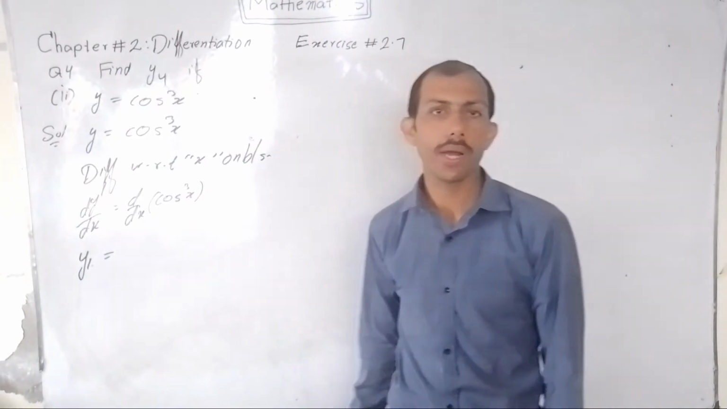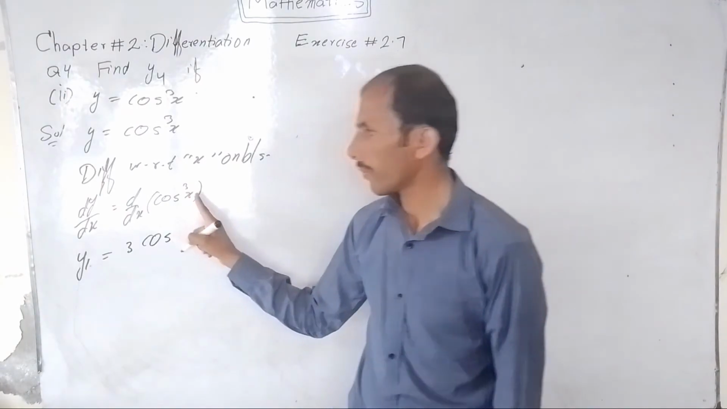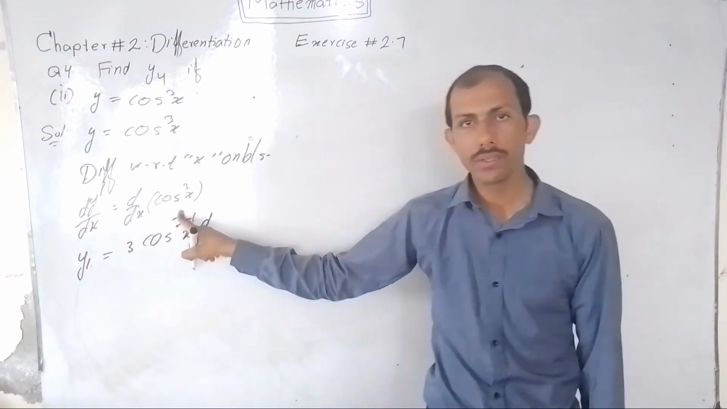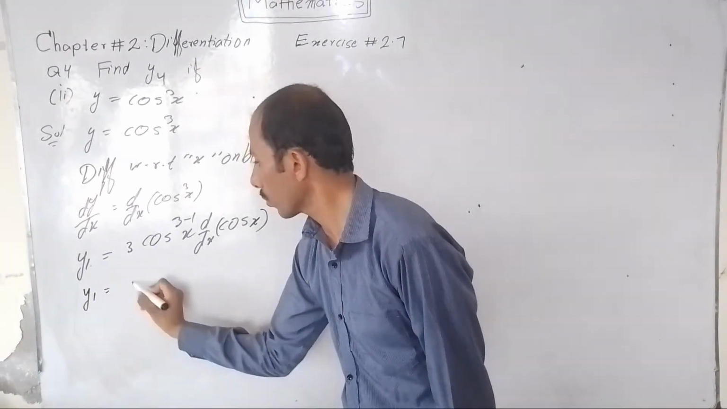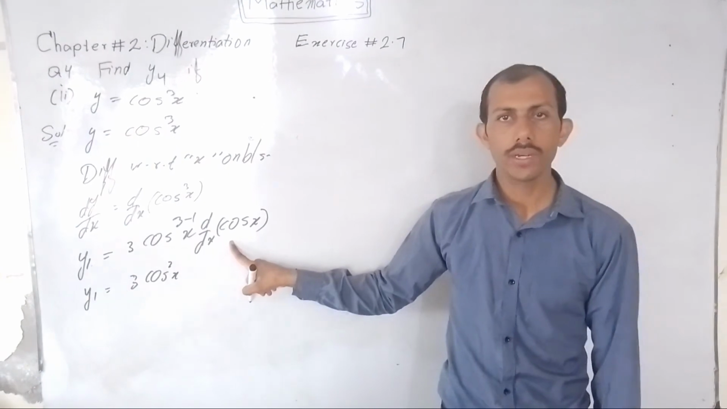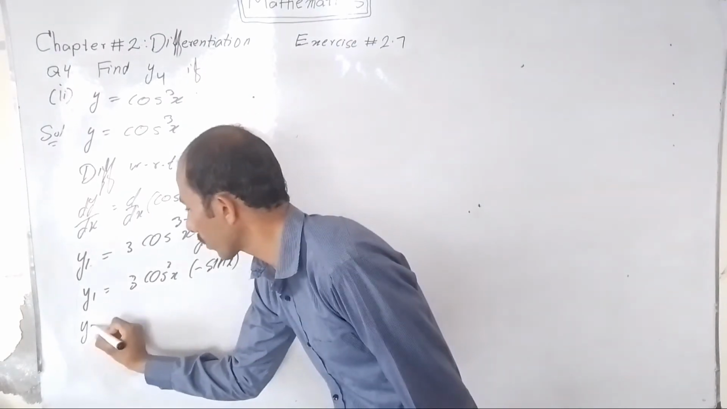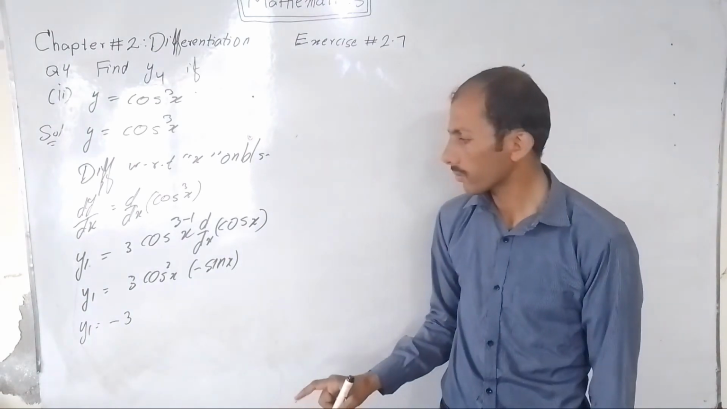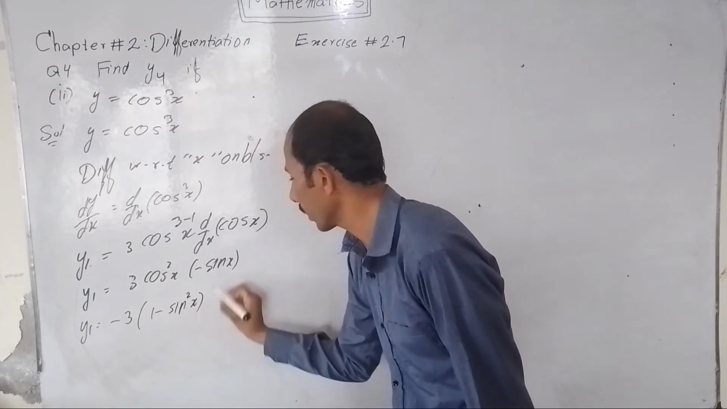This is the power rule. We apply the power first, 3, next cos to the power 3 minus 1, and again the derivative of the function cos x. y1 is equal to 3 cos square x, and the derivative of cos x is minus sin x. y1 is equal to plus minus minus 3 cos square x, which can also be written as 1 minus sin square x into sin x.